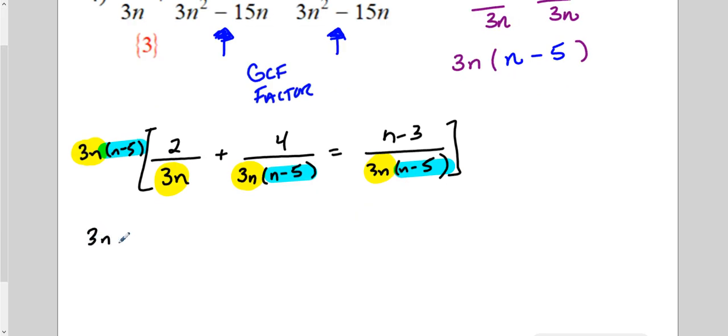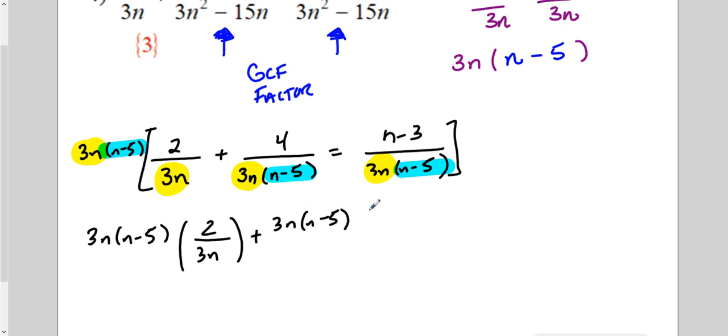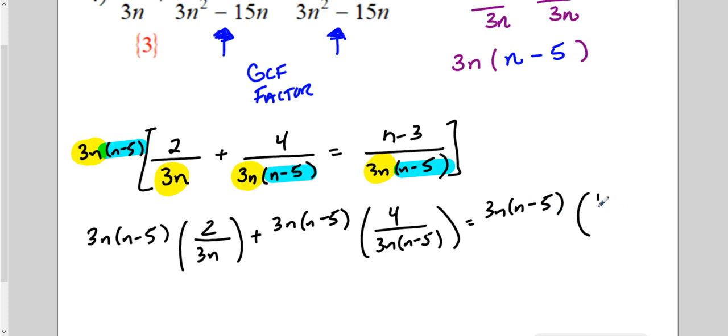So taking 3n times n minus 5 times 2 over 3n, plus 3n times n minus 5 times 4 over 3n times n minus 5, equals 3n times n minus 5 times n minus 3 over 3n times n minus 5.